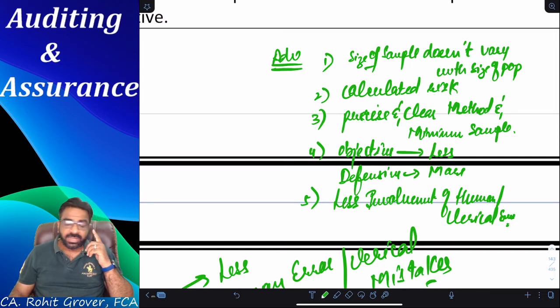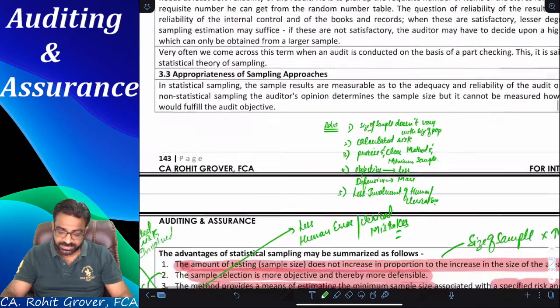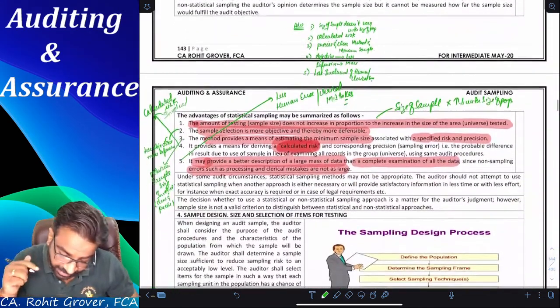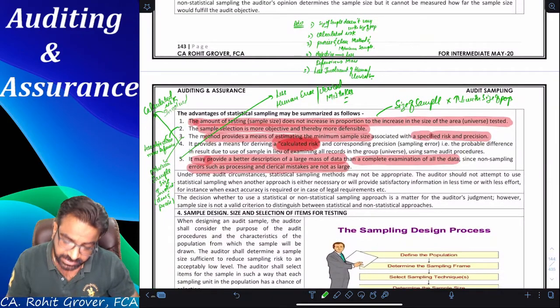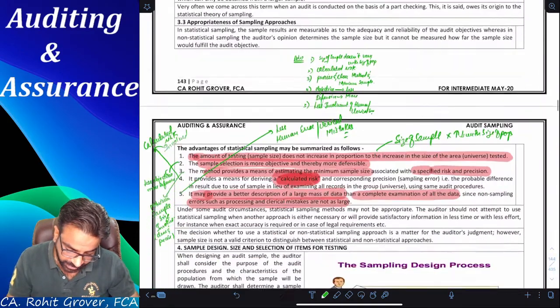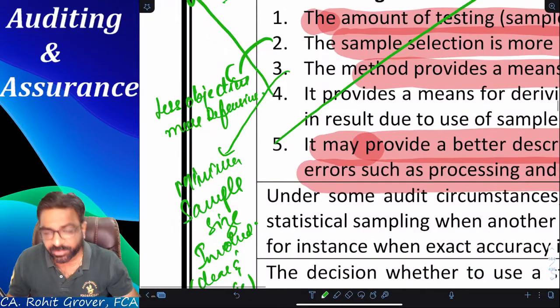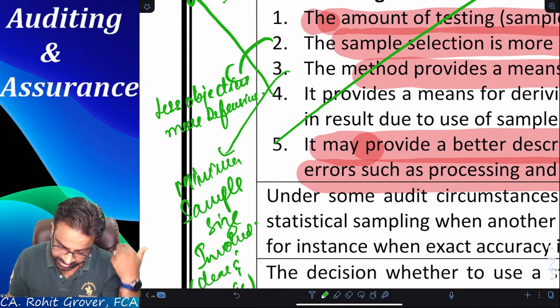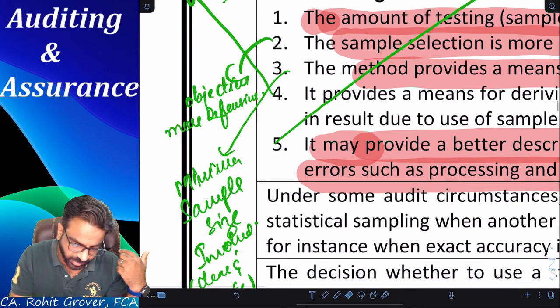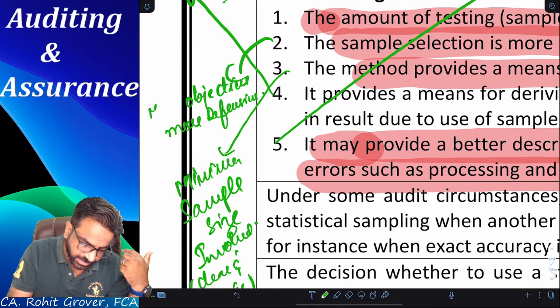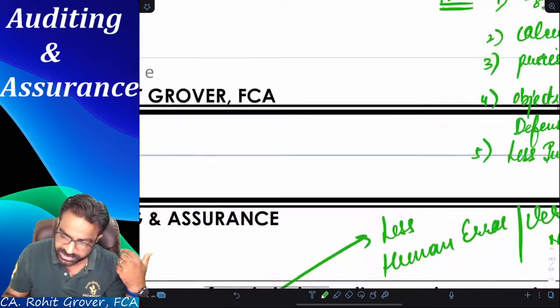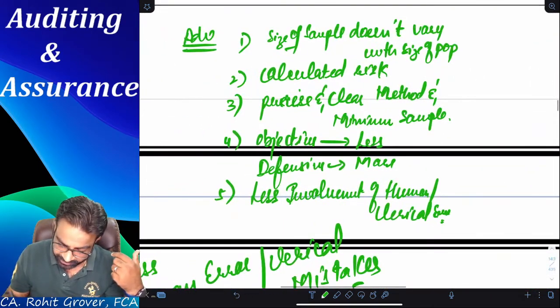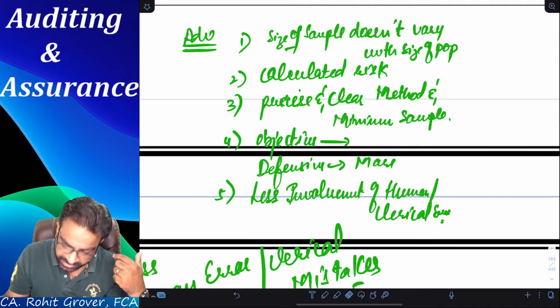In the notes also it is written less. Wait, one second. I'm thinking objectivity is more. Yes, very nice, thank you so much. I was thinking about objectivity being partial and unbiased. I was in the non-statistical era when I was thinking about that. So it is more. Very nice. So it is more objective and more defensive, everyone. Did you all understand why it is more?